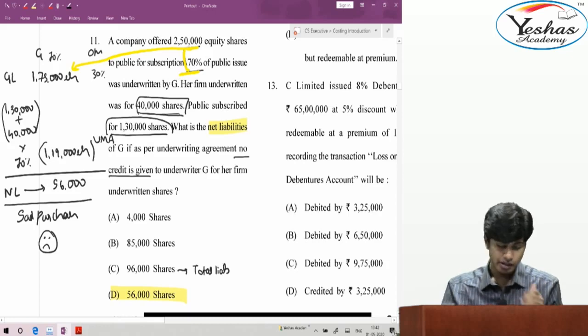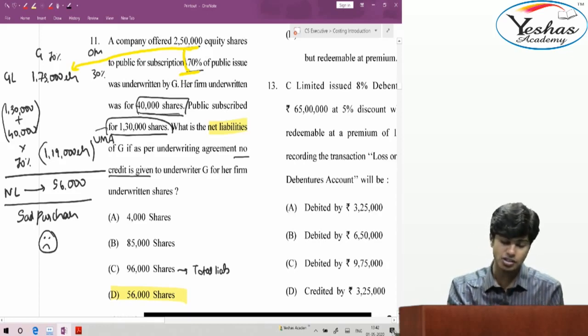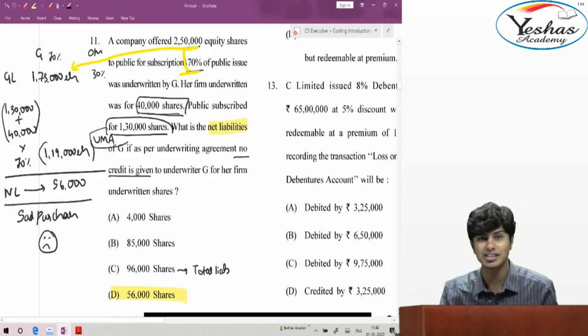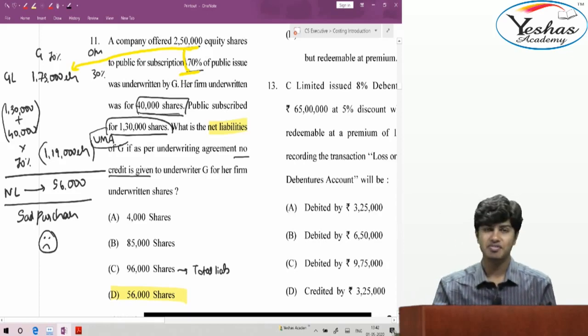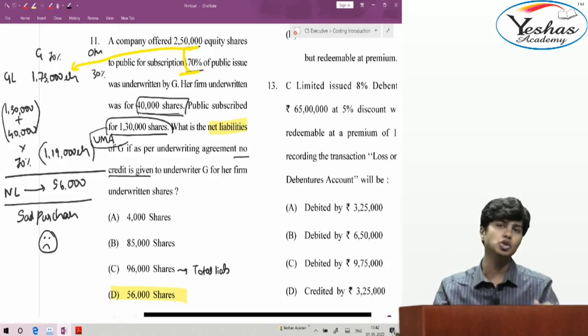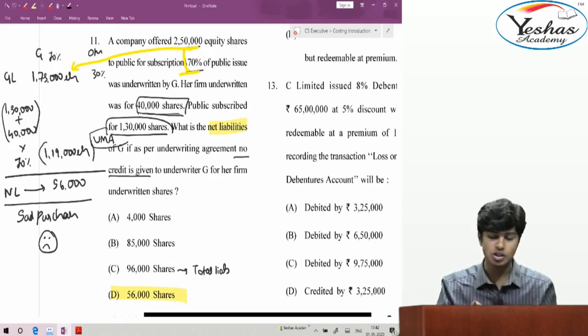But what have they asked? Net liability. You understood that this is considered as unmarked applications here. Why? Sir, is it an assumption? Can I assume it otherwise? No. If nothing is mentioned, it is unmarked. If it is marked, the name should be there and it should be told to us. So this is with respect to question number 11.